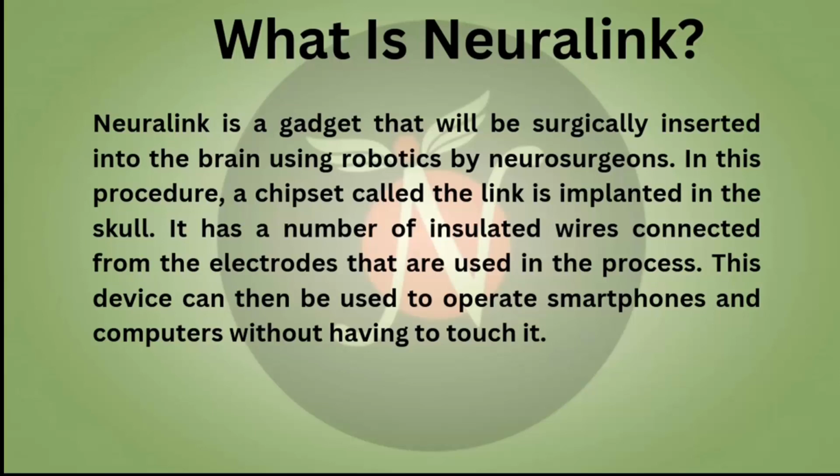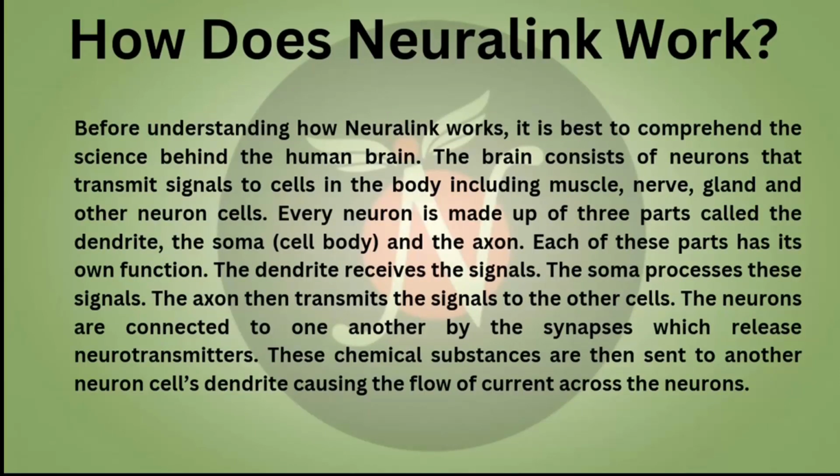First, what is Neuralink? Neuralink is a gadget that will be surgically inserted into the brain using robotics by neurosurgeons. In this procedure, a chipset called the link is implanted in the skull and it has a number of insulated wires connected from the electrode that are used in the process. This device can then be used to operate smartphones and computers without having to touch them. So this is Neuralink. Now we will discuss how Neuralink works.